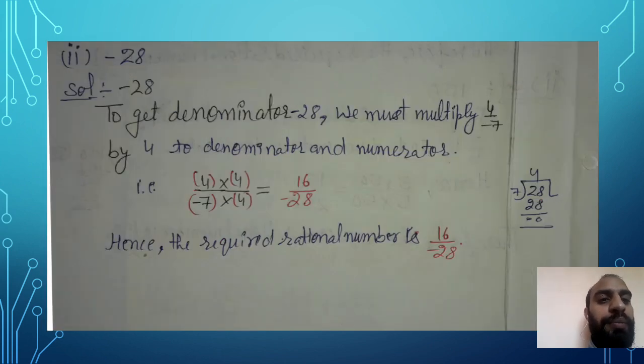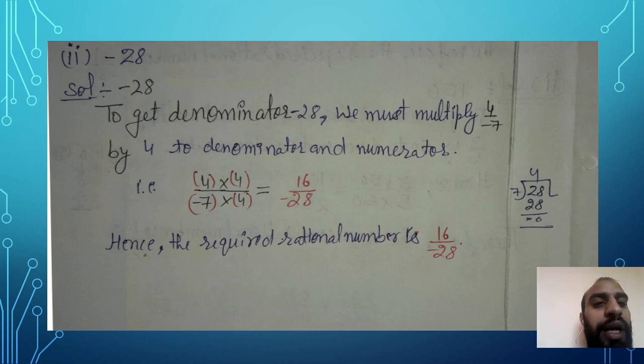let's take one more example. Now in this case we need a denominator equal to minus 28, but in the question the denominator is minus 7. Once again in the same way I did division, 28 by 7, 7 4s are 28, you can cancel. That means that number is 4, which we need to multiply to the given rational number.